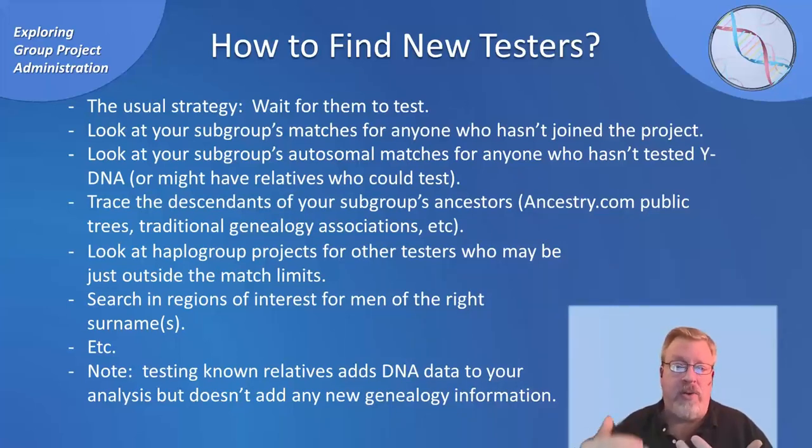You can go back and trace the descendants of your subgroup and find other descendants that are connected to them and ask them to test that way. Go through Ancestry.com's trees, go through surname associations, go through anybody that's done research or that has a connection to someone who might have done research to be able to find those people. You can go through haplogroup projects and look for testers who might be just outside the match limits, so they don't show up as matches to your subgroup, but yet they might be closely connected enough.